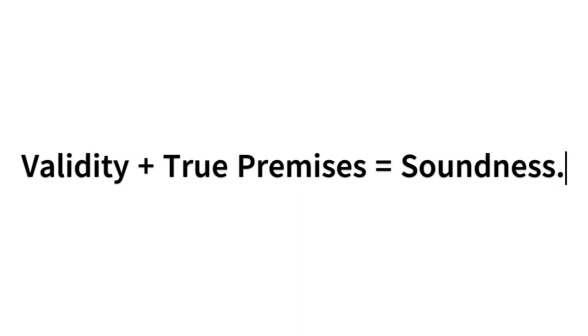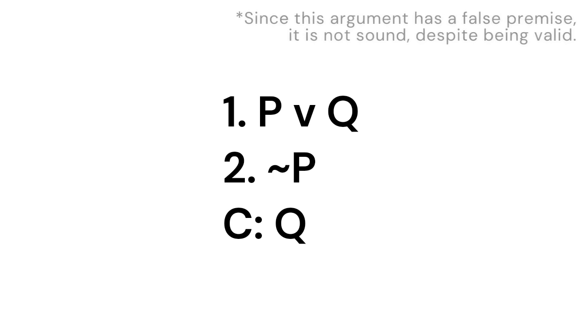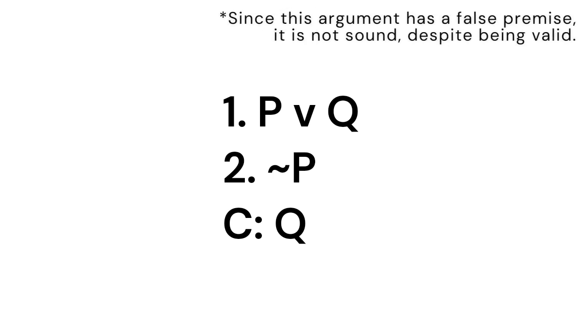An argument is sound when it is valid and has all true premises. So, the formula for soundness can be expressed as validity plus true premises equals soundness. Teller uses this example. P or Q. Teller is 10 feet tall, or he has never taught logic. Not P. Teller is not 10 feet tall. Therefore Q. Teller has never taught logic.